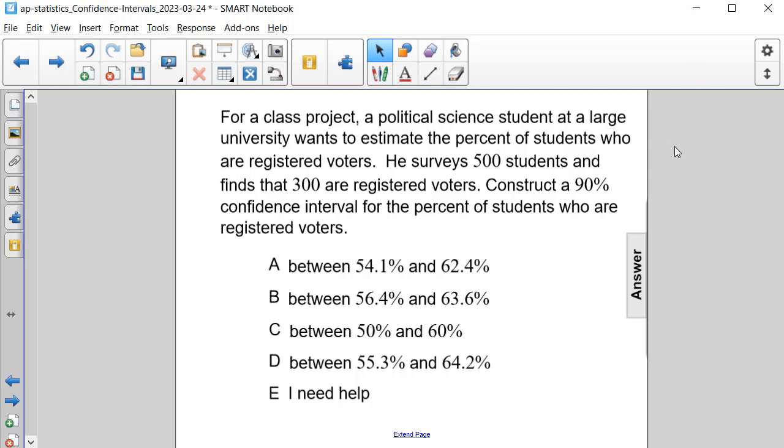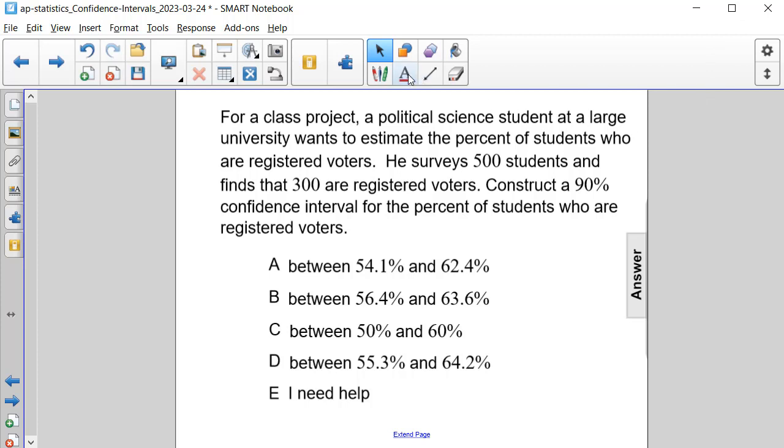For a class project, a political science student at a large university wants to estimate the percent of students who are registered voters. He surveys 500 students and finds that 300 are registered voters. Construct a 90% confidence interval for the percent of students who are registered voters.